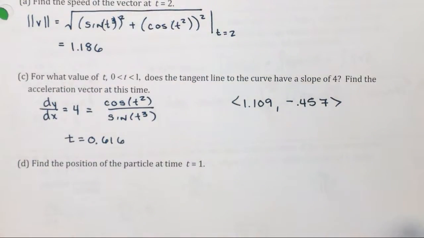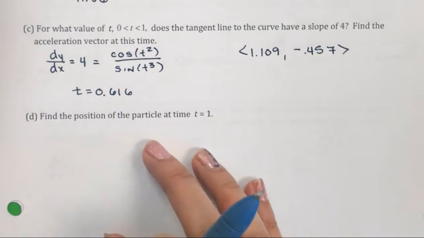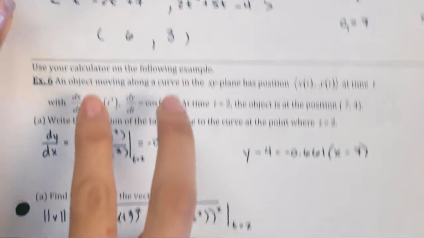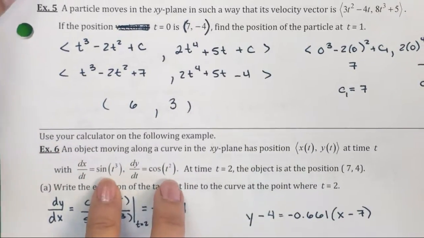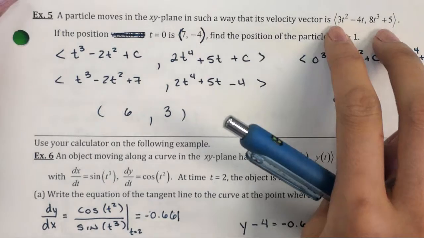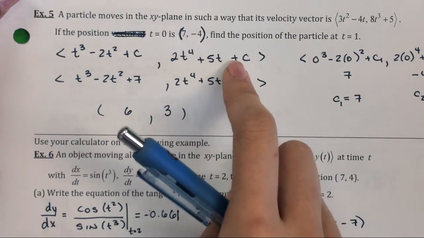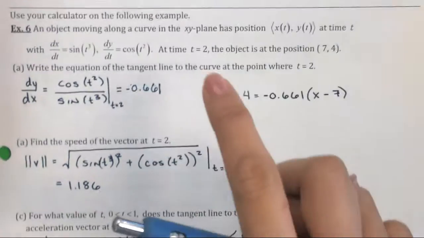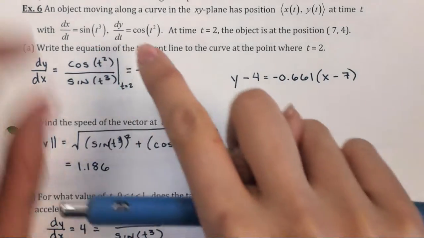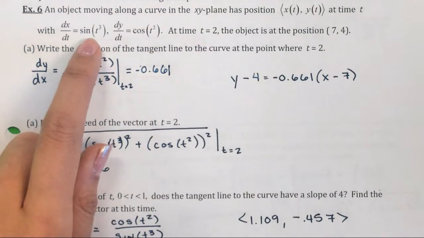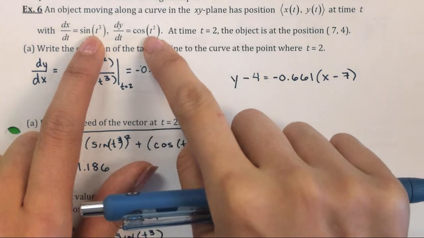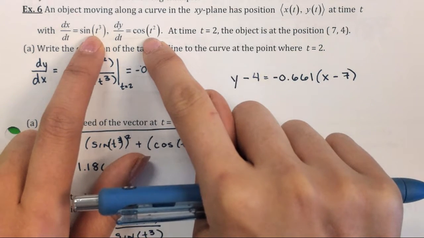Okay, almost done. Find the position of the particle at time t equals 1. So right here, we have dx dt and dy dt, and we kind of want to do it the same way that we did this one, where we integrate it and add the plus c, and then plug in our value to find the plus c and get then the position vector. But there's a problem with this one, in that I can't integrate this unless there was what on the outside? T squared, yeah. And I can't integrate this one unless there's a t on the outside.